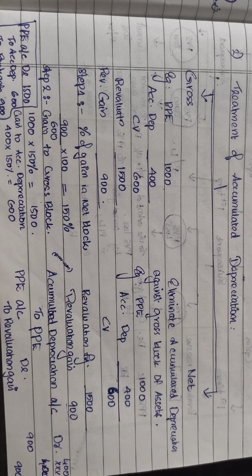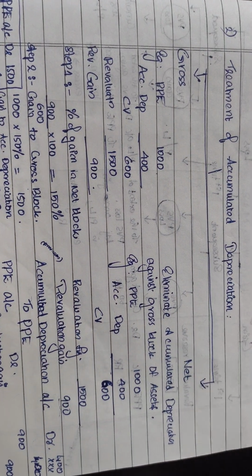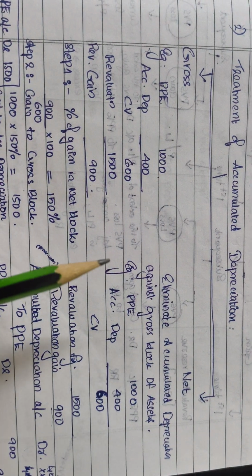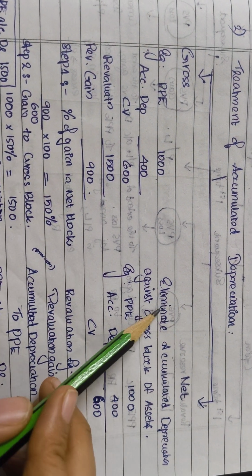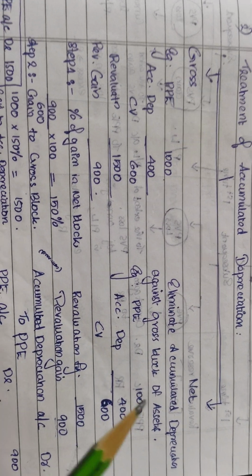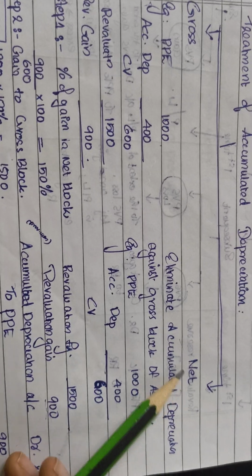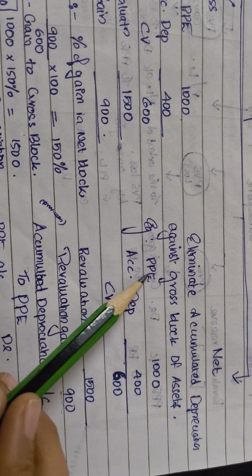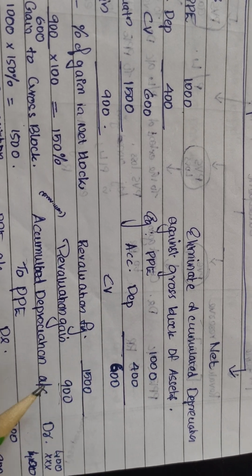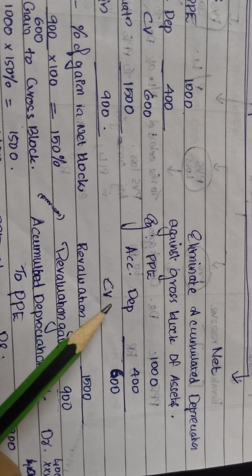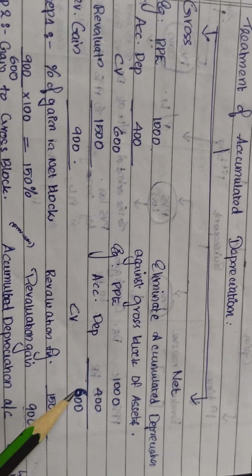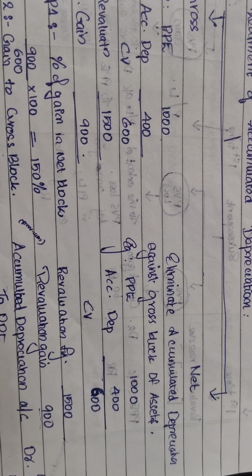Now let's see how we will treat the accumulated depreciation. There are two models, gross model and net model. In the net model, we will eliminate the accumulated depreciation against the gross block of the asset. Suppose we are learning about the net model. Suppose there is PP valued at 1000 and the accumulated depreciation is 400. So to get the carrying value, what will we do? PP, the cost minus accumulated depreciation, we get 600 as the carrying value of the asset.